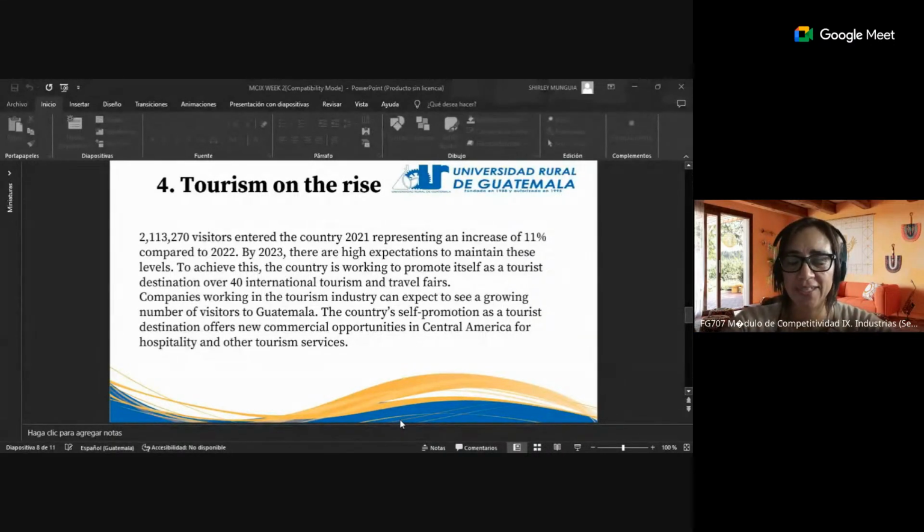To achieve this, the country is working to promote itself as a tourist destination at over 40 international tourist and travel fairs. The companies working in the tourist industry can expect to see a growing number of visitors to Guatemala. The country's self-promotion as a tourist destination offers new commercial opportunities in Central America for hospitality and other tourist services. So, you see, we have different types of industry.